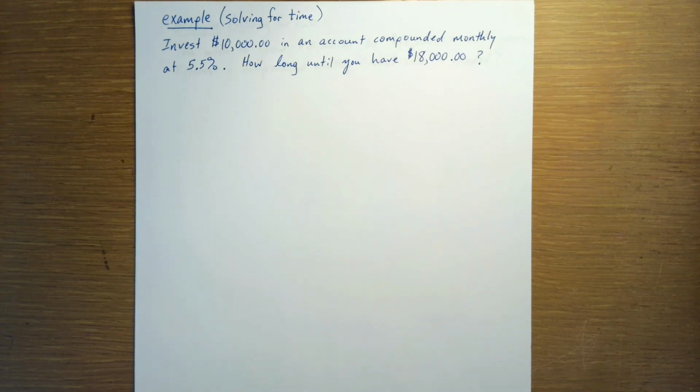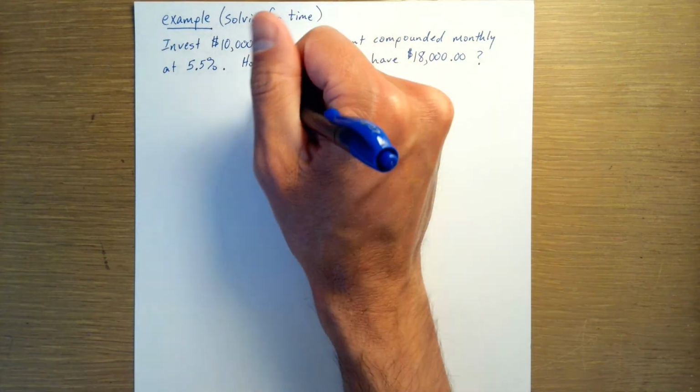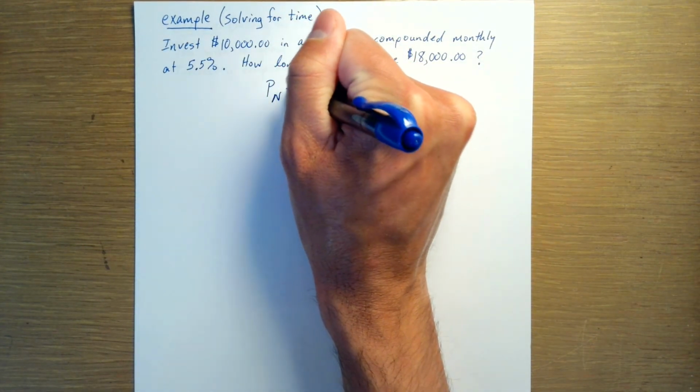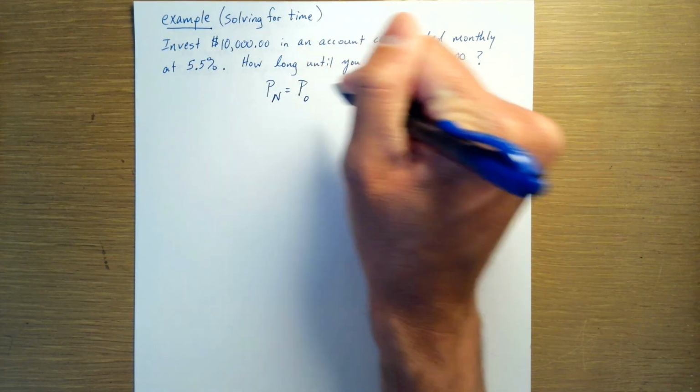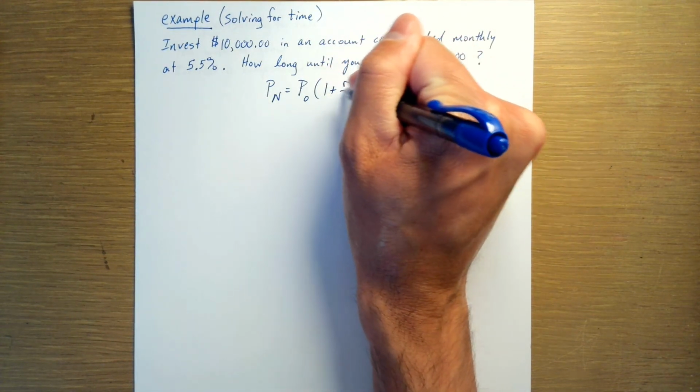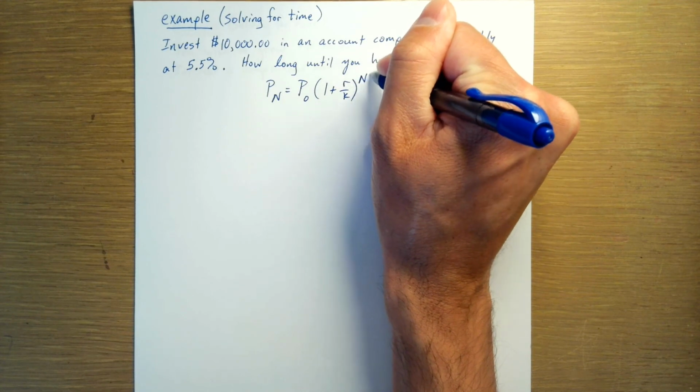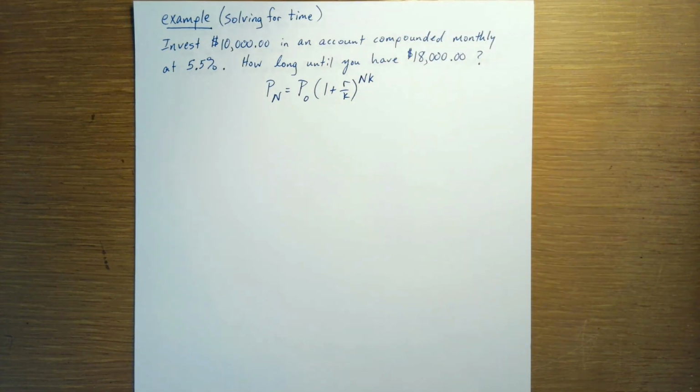So here's our situation. We invest $10,000. Our account's compounded monthly, so that tells us that k equals 12. And now we have a 5.5% interest rate. And the question now is, how long will it take that $10,000 to grow to $18,000? So again, we use the same formula. Pn equals p naught times 1 plus r over k raised to the n times k.